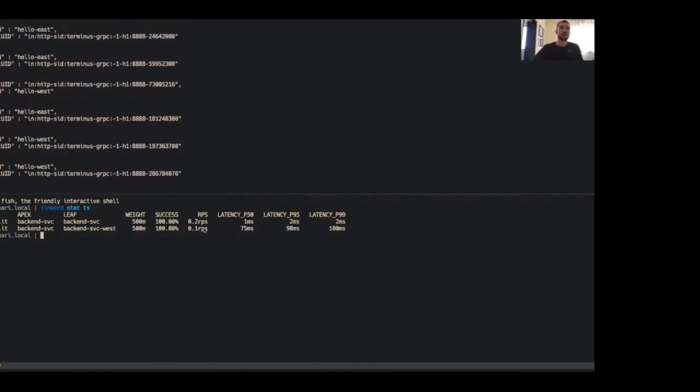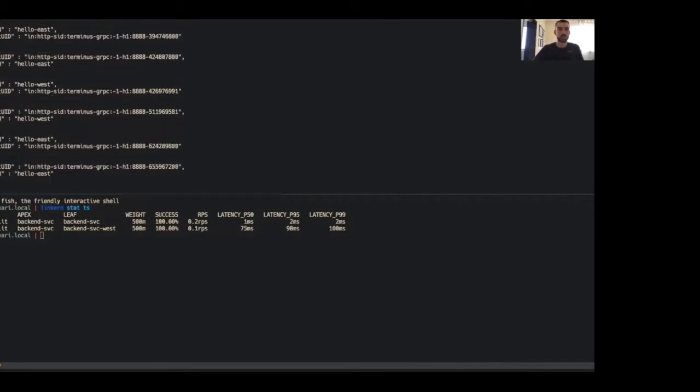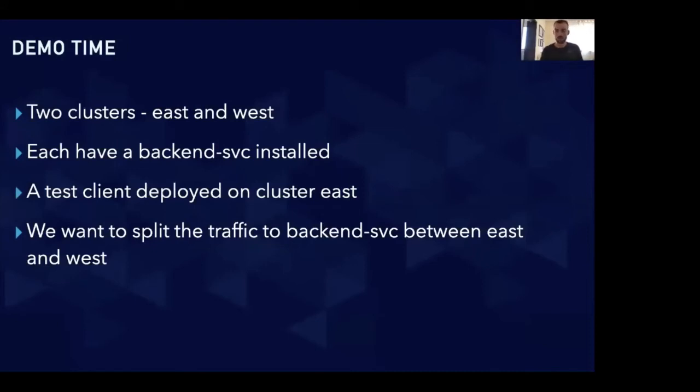So you might wonder, how is that actually happening? How does that actually work? Well, if we go back to our presentation, let's actually look at the life of this curl request as it goes across clusters.